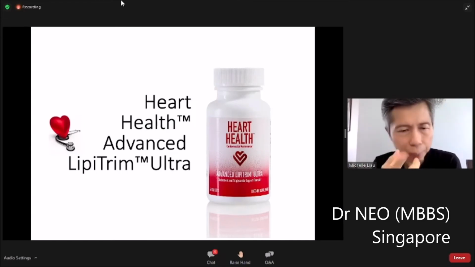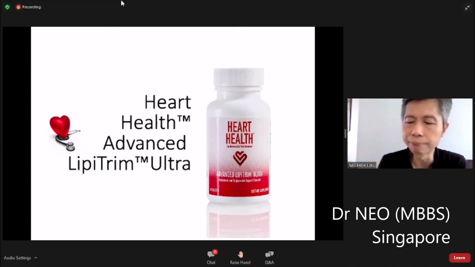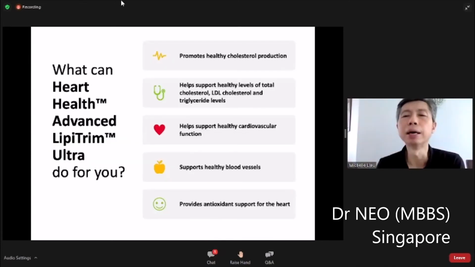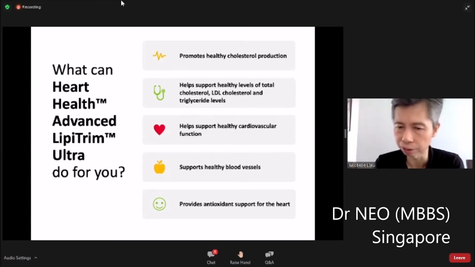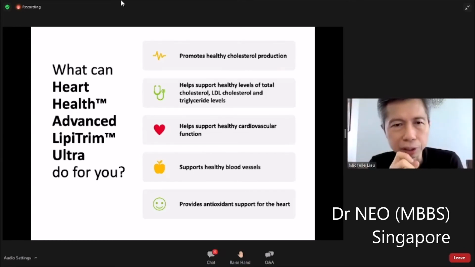Now, I mentioned Lipid Trim just now. This particular product, Heart Health Lipid Trim, can help to reduce cholesterol, among other benefits. It can help to promote healthy cholesterol production, healthy levels of total cholesterol, LDL cholesterol, and triglycerides as well. It also helps to promote healthy cardiovascular function and healthy blood vessels, and provides antioxidant support for the heart. So what are the unique points about this particular product?